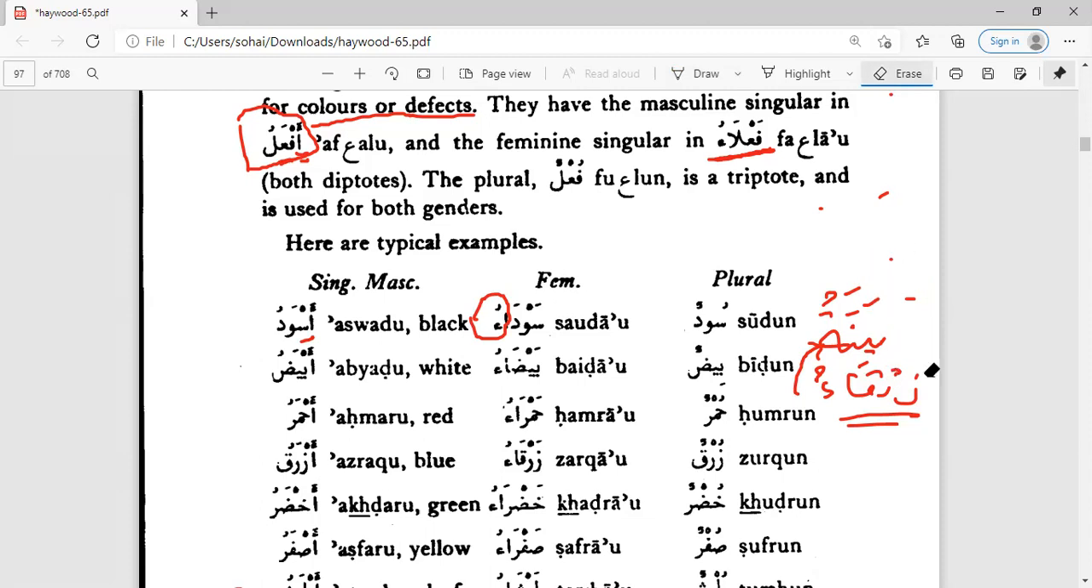Why are we not simply putting the ta marbuta, and why is this a different, altogether different thing for feminine? It's because that's the way it works. So for colors and defects, we can't just use ta marbuta. That's the way it works. We just have to learn, because all the words for colors and defects that come on this scale, af'alu, the feminine has to be fa'la'u. We can't just put ta marbuta. Ta marbuta works for most nouns, but as we cover new rules, we come across different things. So this scale is specific for colors and defects.